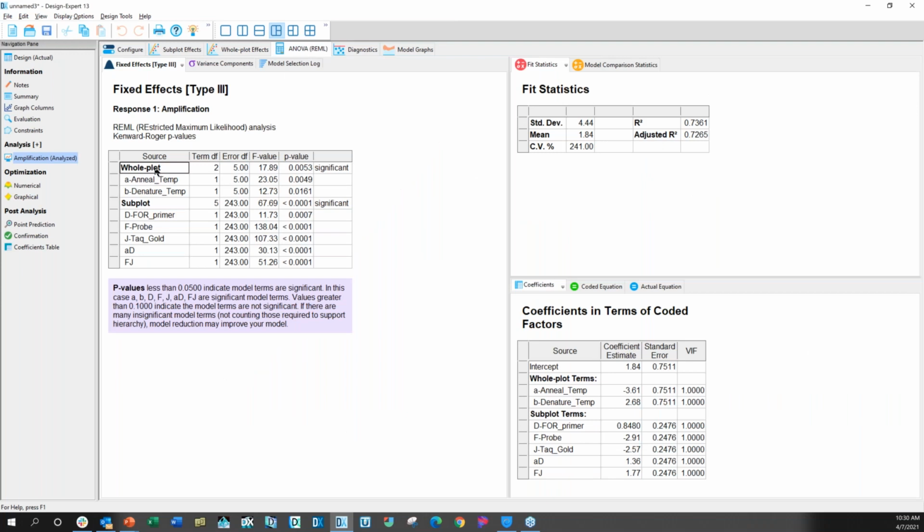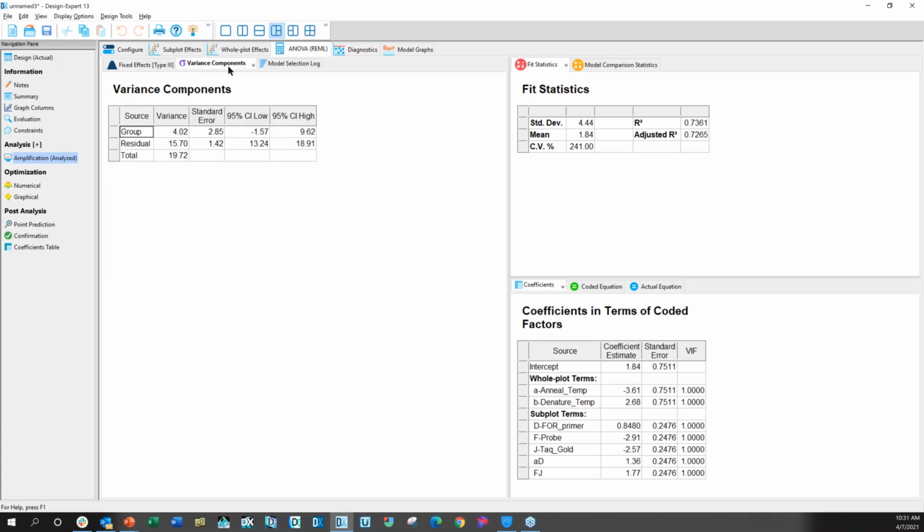And we get a kind of regular ANOVA, but it's got two sections because remember the whole plot terms get one error term and a certain degrees of freedom, and the subplot terms, or the easy-to-change factors, have a different error term and obviously a different number of degrees of freedom because they're varied a lot more often. Now the REML part of this, the restricted maximum likelihood, is taking the total variation in the design and trying to divide that into what's due to groups and what's due to the subplots. And you can see the standard errors there.